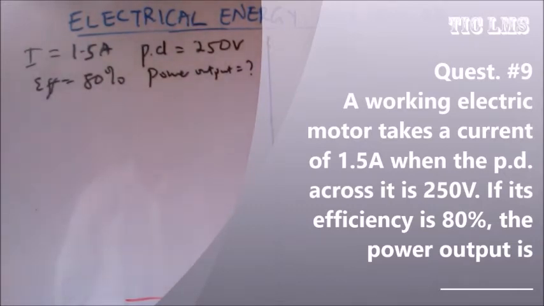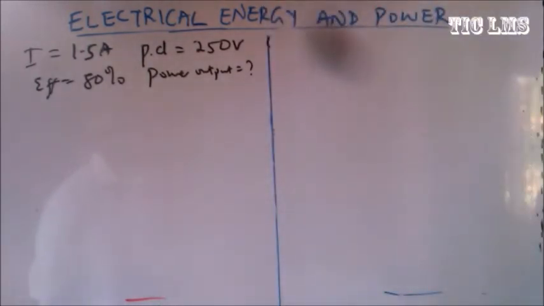If the efficiency is 80%, the power output is what? Here we have an electric motor which takes in a current of 1.5 ampere and having a potential difference of 250 volts across it. Now we have a power output, and in this case the power output is lesser than the power input, meaning that more power is put in but we have a lesser output.